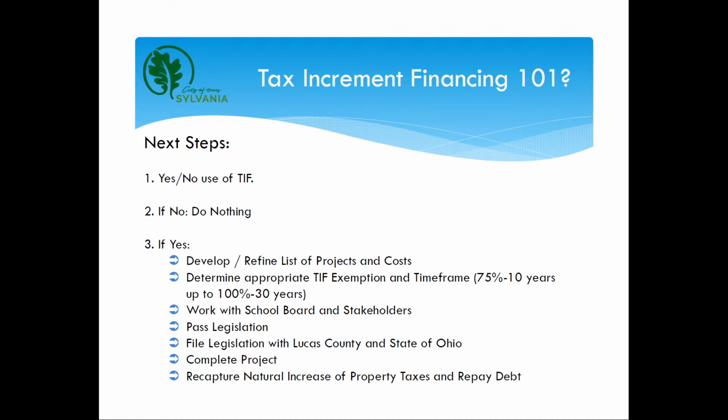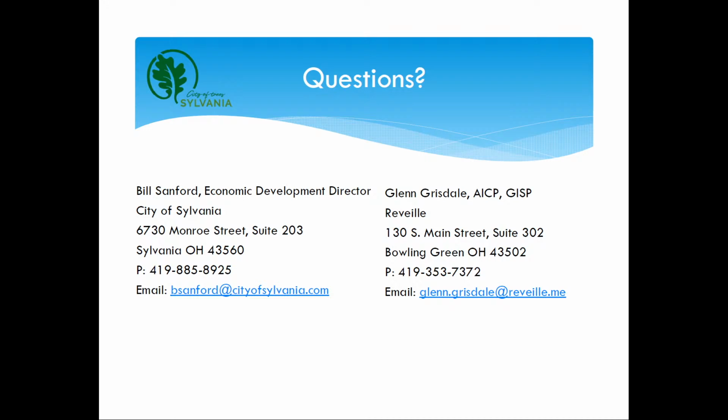But the goal is to figure out exactly what those projects are going to be, what the costs are going to be, and then figure out if the time frame is enough to generate enough natural value. And then work with the schools, pass legislation, file the legislation with the county and the state of Ohio. And then what they would do is just complete the projects. And then over the course of that time period, all those 128 parcels in there will have a separate code in the county auditor's database. And they'll know any natural increase, a certain percentage, that check will get mailed back to the city, and the city will use that money to pay down whatever it's spent for these project costs. So that is how the math works.